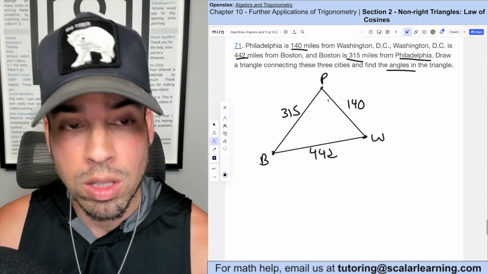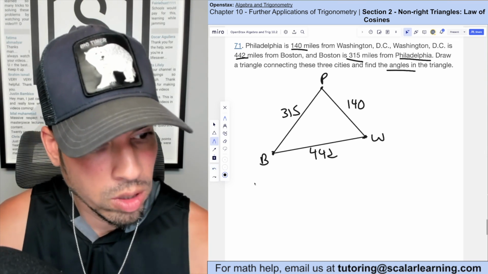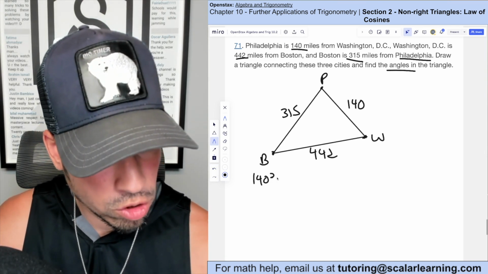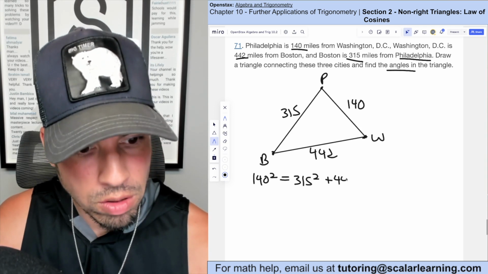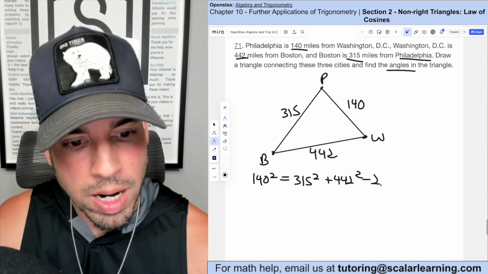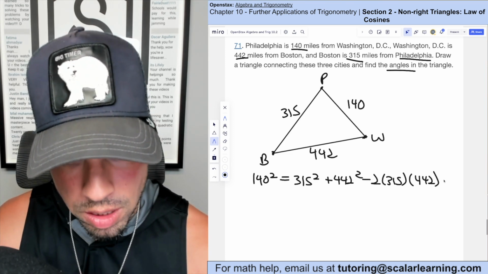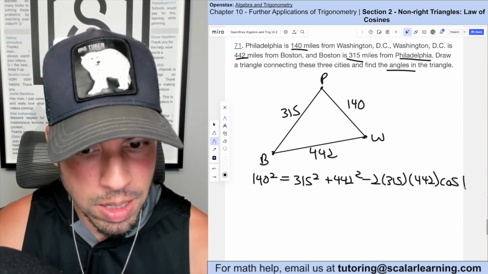So we're going to start with law of cosines. And I'm going to arbitrarily start with this angle here. So we got to start with the side opposite. 140 squared equals the other two sides squared: 315 squared plus 442 squared minus 2 times 315 times 442, and then times cosine of the angle opposite this, which is just b, and there we go.